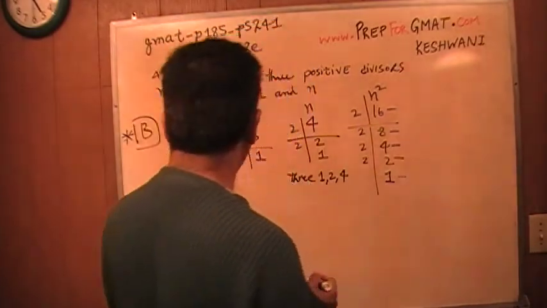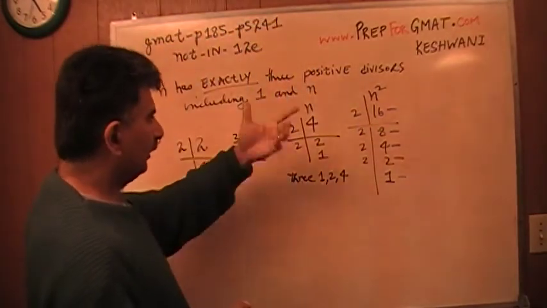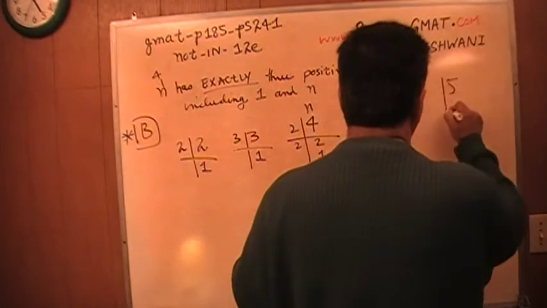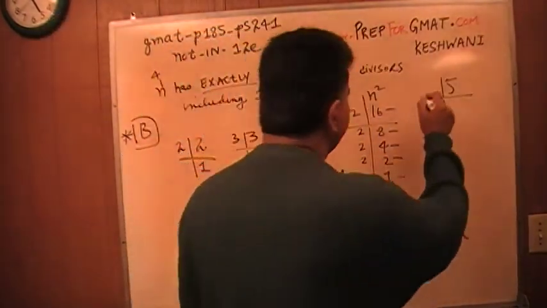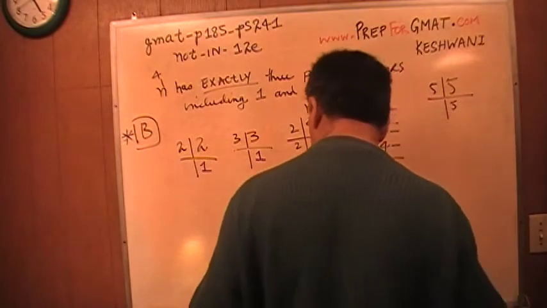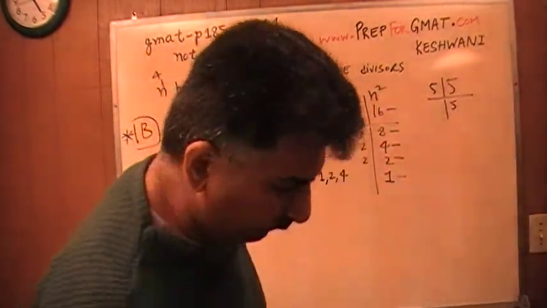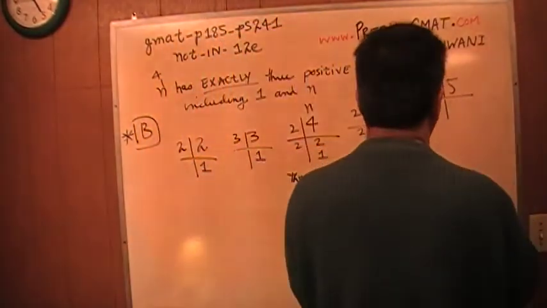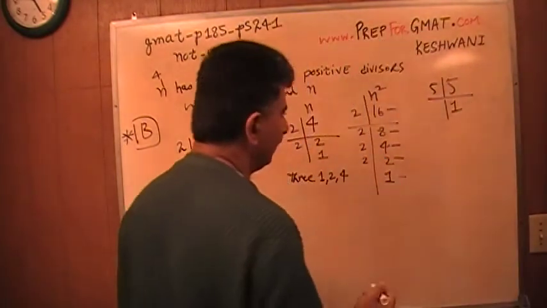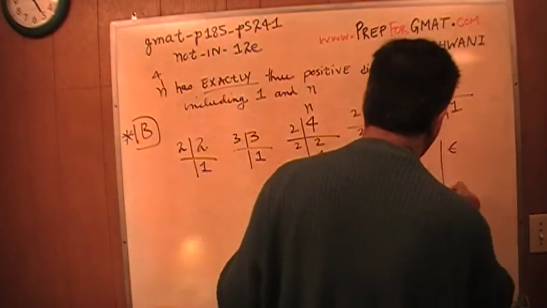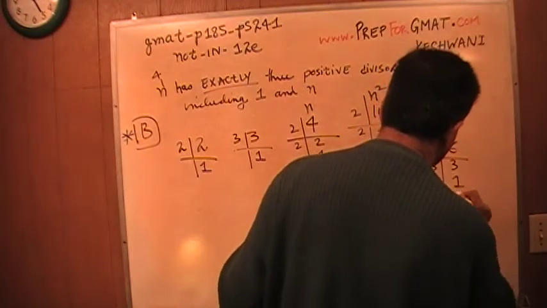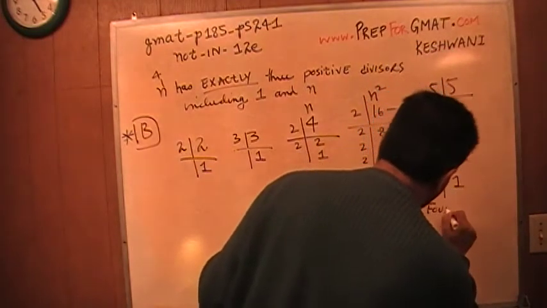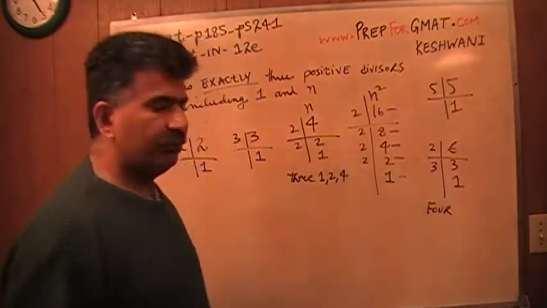So we did 4, 2 did not work, 3 did not work, 4 worked. Let's try 5. How many divisors is 5 going to have? Of course 2. 5 is a prime number. 5 has 2 divisors. 5, of course, itself, and 1. That's not going to work. Let's try 6. 6 has 4 divisors.